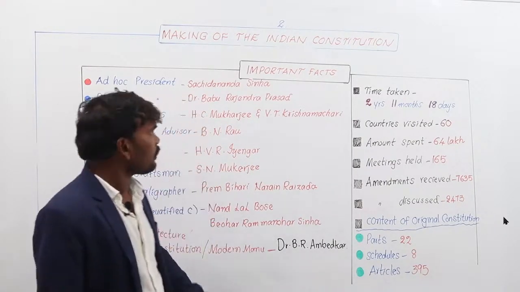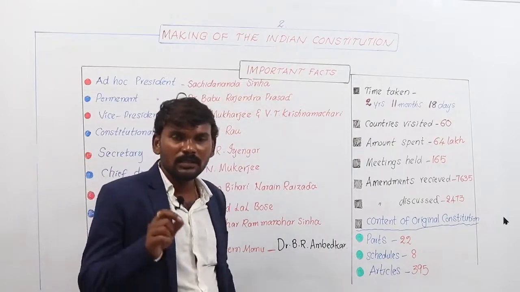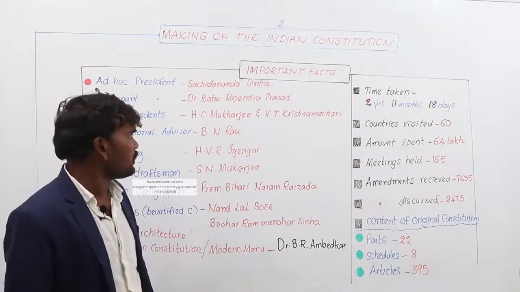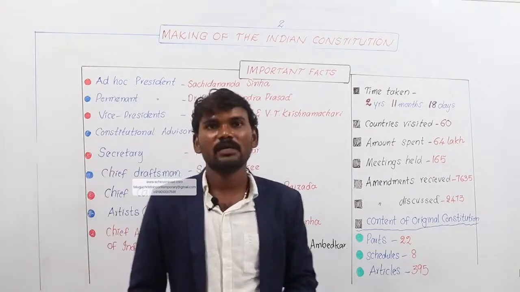Here you have to observe one more thing. On day one, Sachidananda Sinha was elected as ad hoc president. On the same day, Frank Anthony was also elected as the ad hoc vice president. But these two members, H.C. Mukherjee and V.T. Krishnamachari, are the permanent vice presidents of the Constituent Assembly.